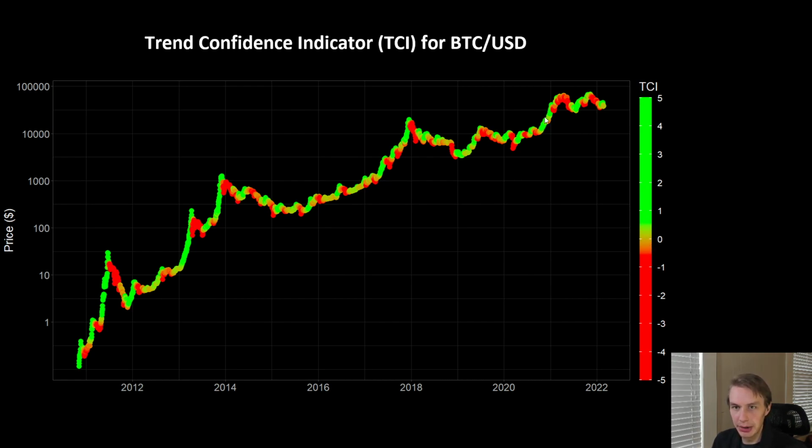One of the things I mentioned was that through this period here, we saw how the TCI really acted as a leading indicator, showing that this was becoming an unsustainable uptrend. And then in the summer, this was becoming an unsustainable downtrend. So it flipped green well before we actually hit the bottom and flipped up.